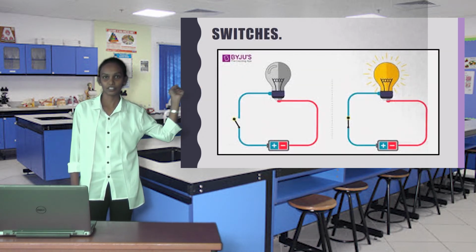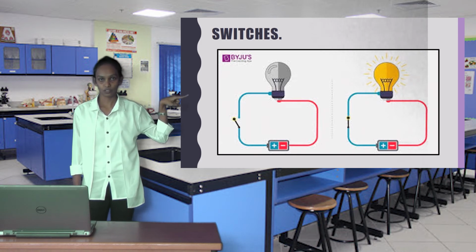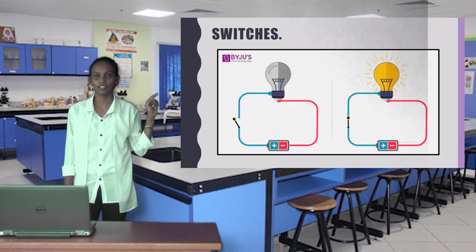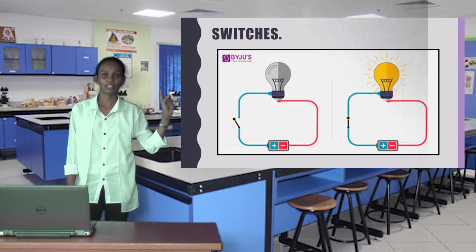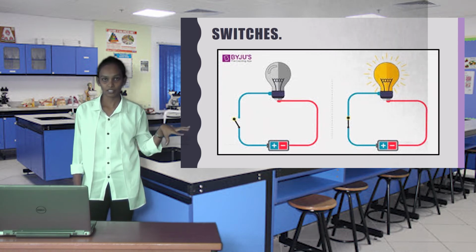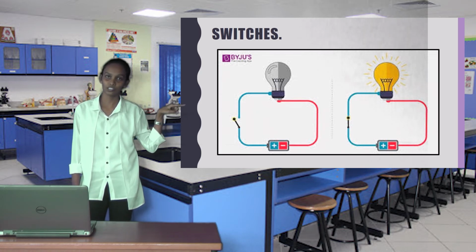In the second picture, you can see that the switch is closed. That means the switch is connected with the wire. Because of that, the bulb is lighting up. So when the switch is open, the bulb does not light up, and when the switch is closed, the bulb lights up.